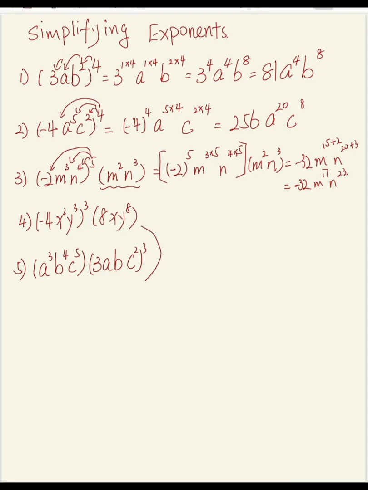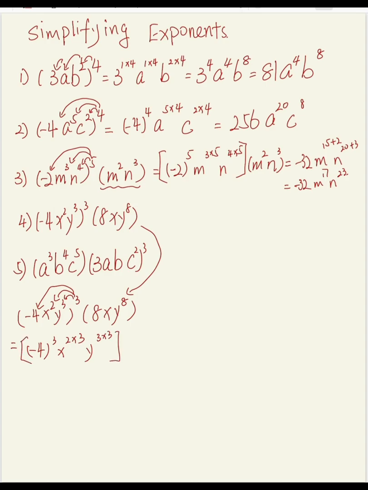Number 4, we can do it here. It's -4 x squared y cubed raised to the 3rd, times 8xy to the 8th. And for this one, we can distribute 3 to each part. So it's -4 to the 3rd, x, 2 times 3, for y it's 3 times 3, and then times 8xy to the 8th.